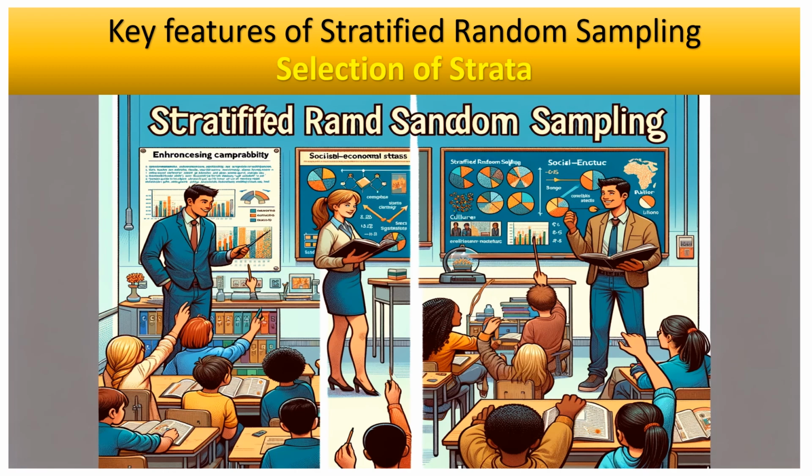Selection of strata. The process of forming strata is crucial. It requires a deep understanding of the population's characteristics. The strata are generally formed based on key variables that are relevant to the research, such as age, income, education level, etc.